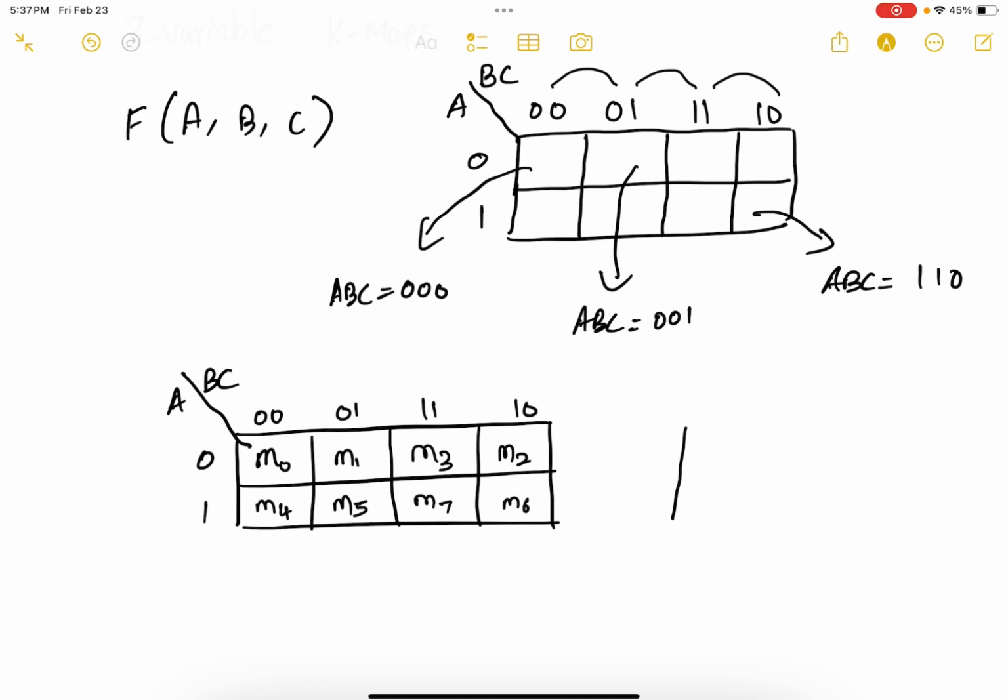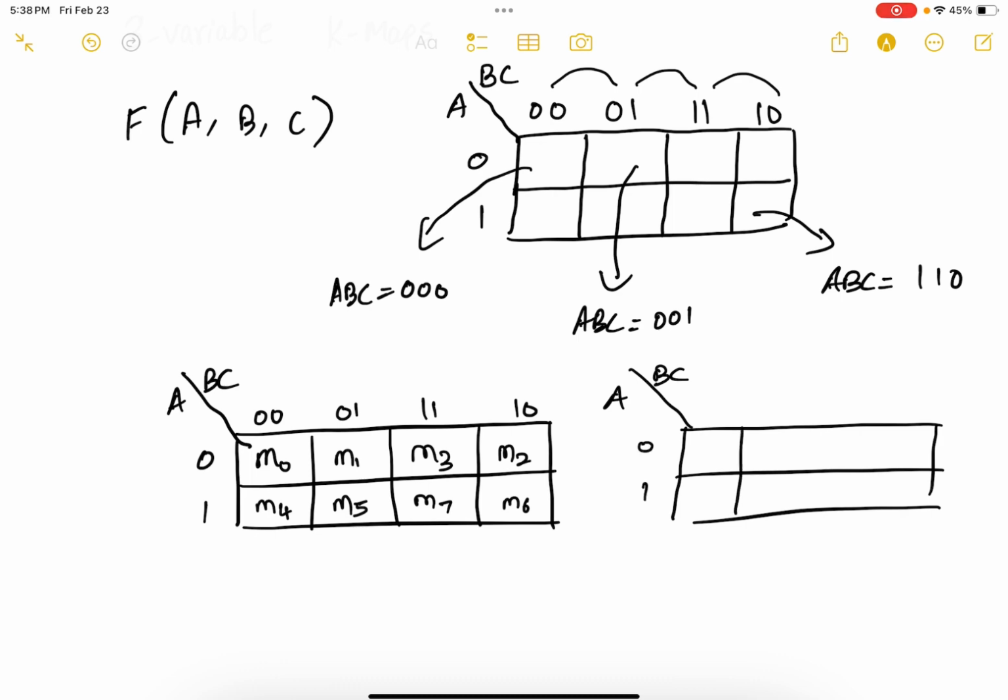And some people just prefer to write it as ABC 0 1, 0 0, 0 1, 1 1, 1 0. They just prefer to write the minterms without the M. So this is 0, 1, 2, 3, 4, 5, 6, 7. So it's basically upon your convenience.